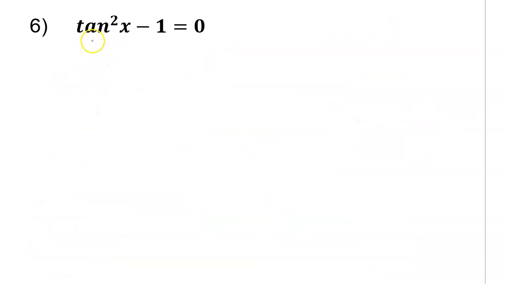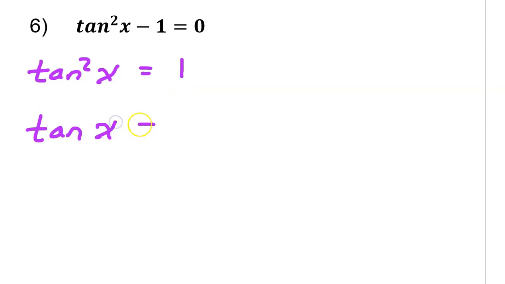Problem number 6. First, we get tangent squared by itself by adding 1 to both sides. So we have tangent squared x is equal to 1. Next, we take the square root of both sides. So we will have tangent x is equal to plus or minus 1. The square root of 1 is just 1. Don't forget your plus or minus.